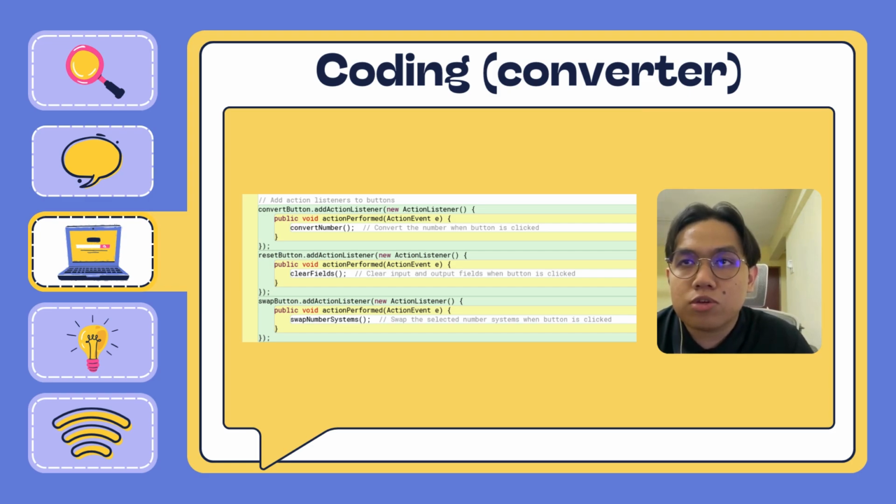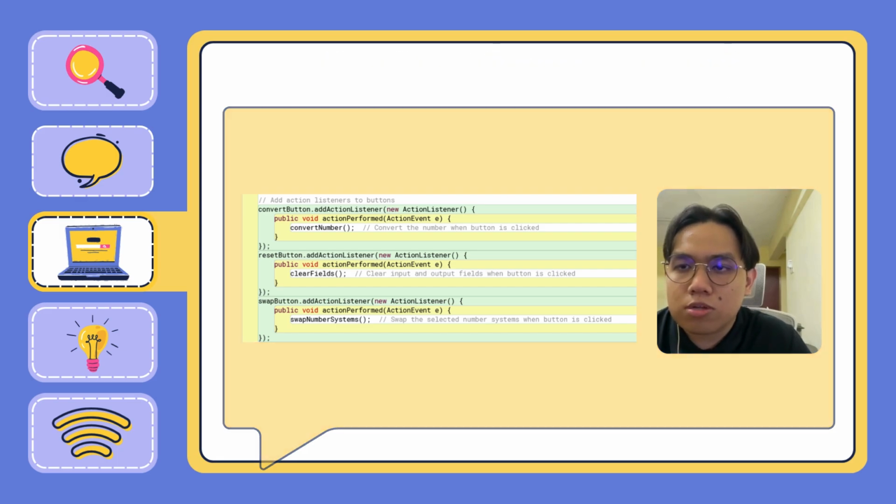So we have three buttons, which are convert, clear, and swap. When the convert button is clicked, it will handle the conversion logic. When the clear button is clicked, it will clear the input and output fields, like a reset button. The next one is when the swap button is clicked. The selected number systems in the combo box will swap with each other.